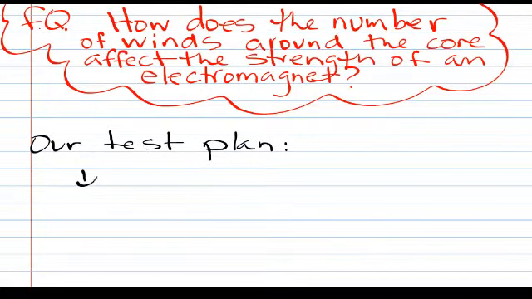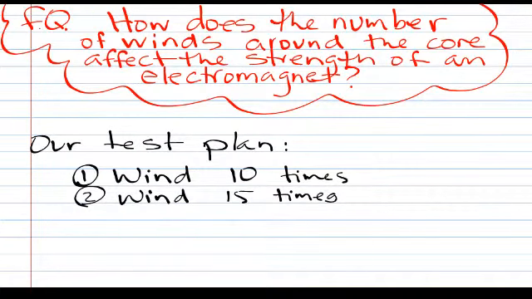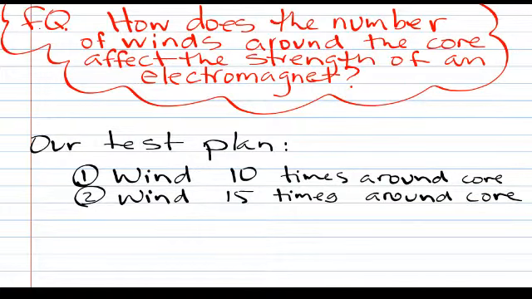You might have some steps. So first, I might say I'm going to wind 10 times. Number 2, then I might wind 15 times. And I'll put around 4. Every group can have their own idea. Doesn't matter, because at this point what you're investigating is how you're going to do this. So go ahead and come up with a plan.